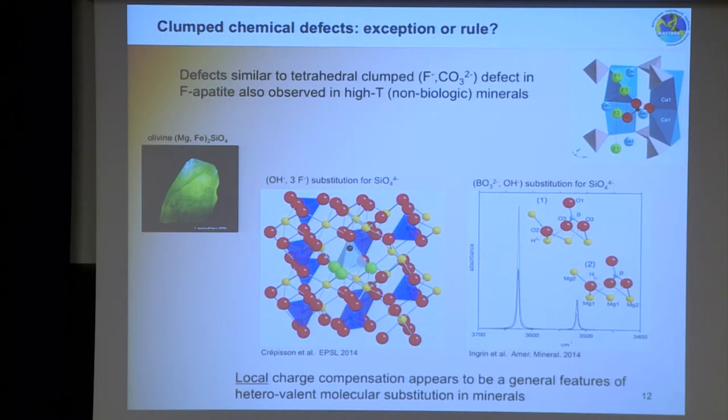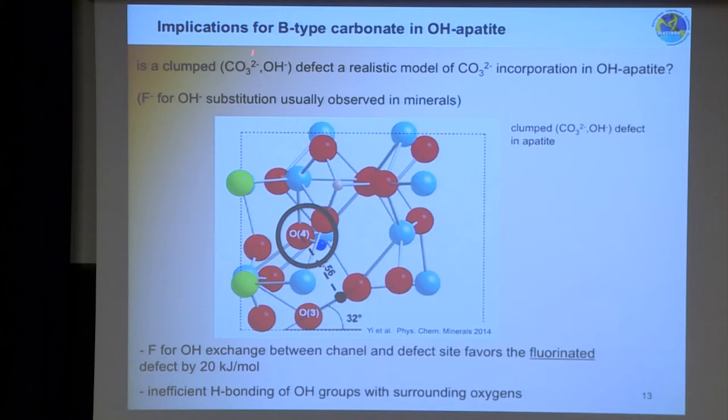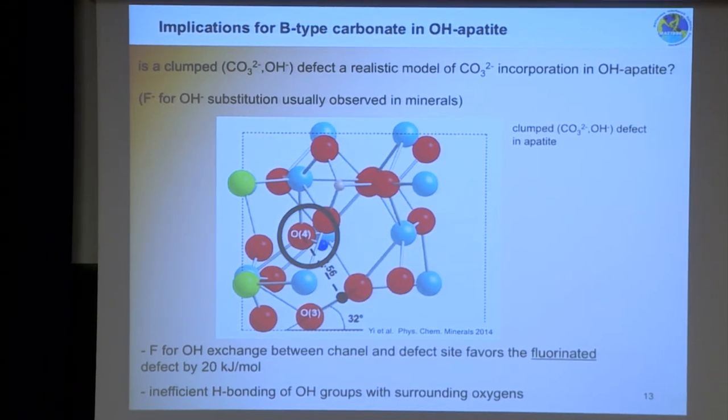Okay. So our feeling is that in fact the important thing here is the role of local electrostatic charge compensation of the defects, and it seems that it's a general feature for these heterovalent molecular substitutions. Okay, so at this point, we can also wonder whether such kind of defects would also apply to hydroxyapatite, because some clumped carbonate hydroxyl defect could also meet the requirements that I mentioned for fluorapatite, and also fluorine for hydroxyl substitution is commonly observed in minerals.